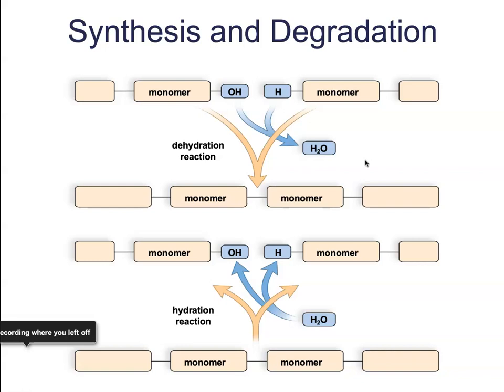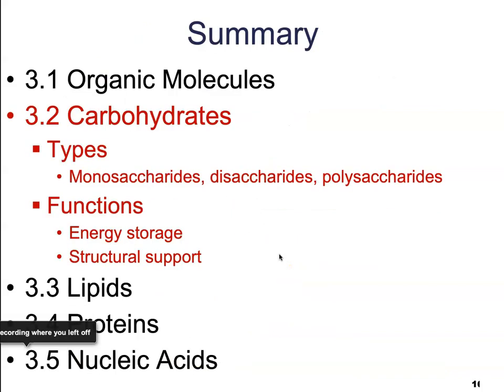In order to go in the opposite direction and break a large polymer down into its monomer components, we're going to use a hydrolysis reaction. It says hydration reaction, but it should say hydrolysis. Water lysis, water to split apart. We're using water to lyse, or split, that bond apart. So we add that water, it's going to split apart into a hydroxyl group over here and a hydrogen over here, and break that polymer down into monomers.